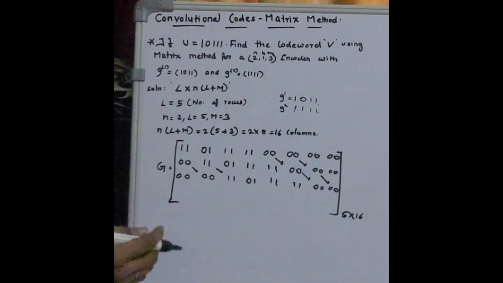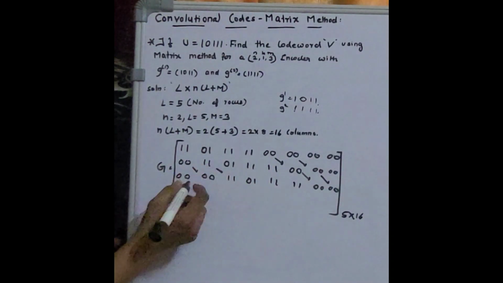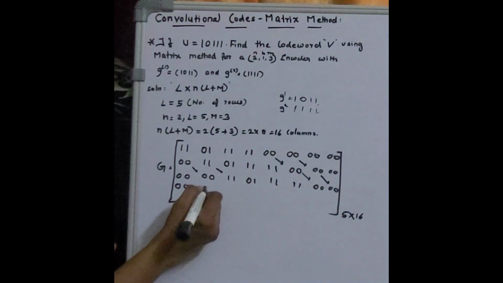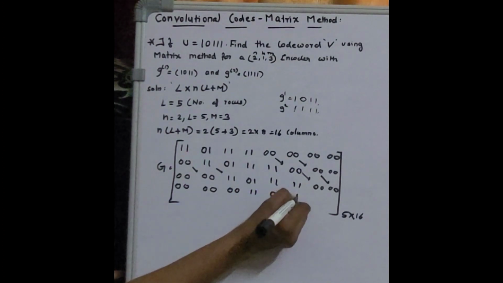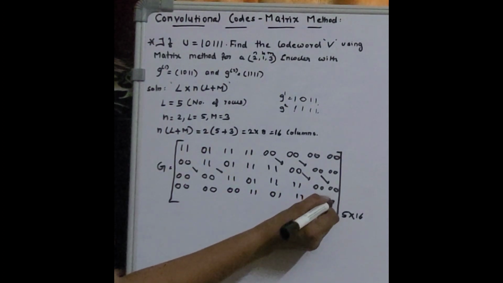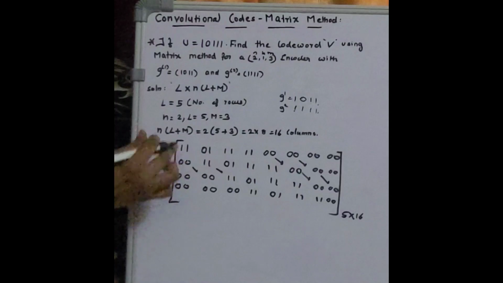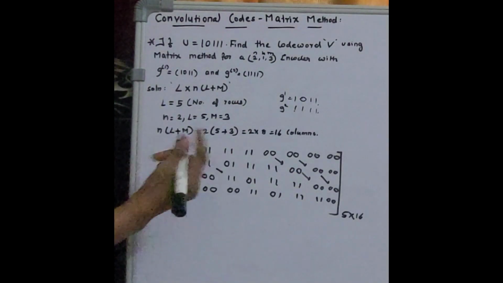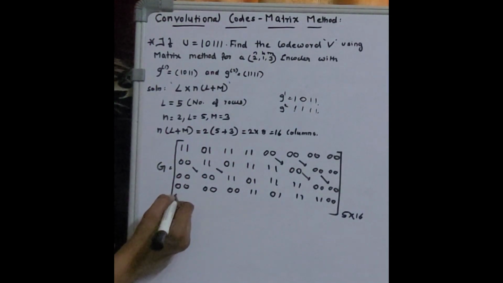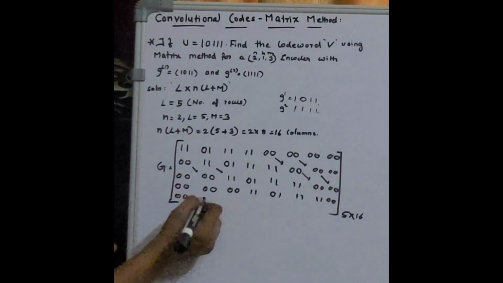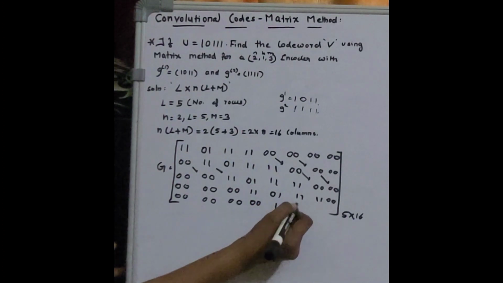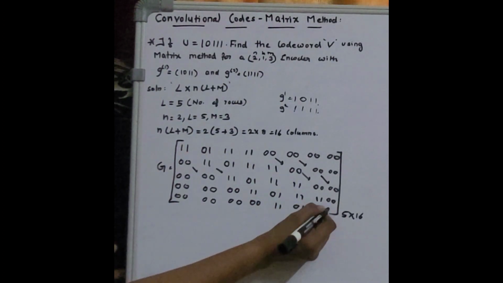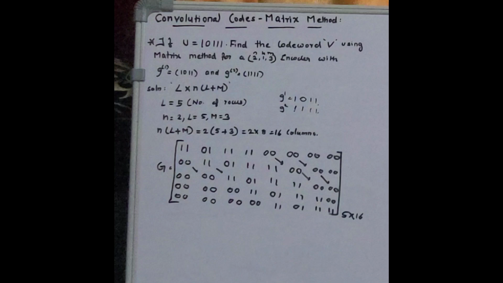Then again we right shift, because there are 5 rows. Then again shifting we get 0, 0, 0, 0, 0, 0, 1101111100. There are only 4 rows so far, so the final row becomes 00000110111111. This is the G matrix.